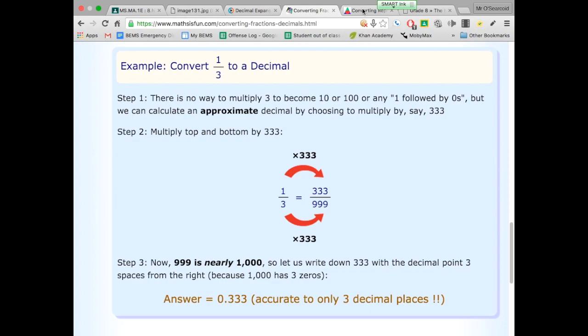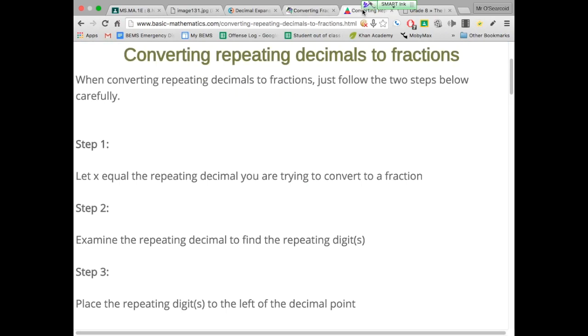The same can indeed be said for any pattern like this. However, if you've got more than one digit, you need to count that number of digits and use that number of nines, and then simplify if necessary. So that's an easy way to convert a decimal expansion which repeats into a fraction.